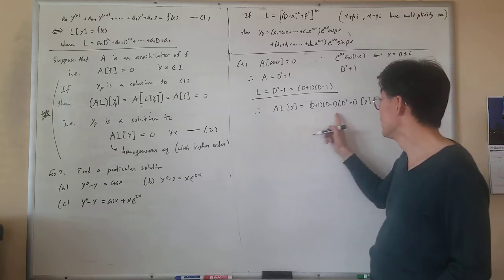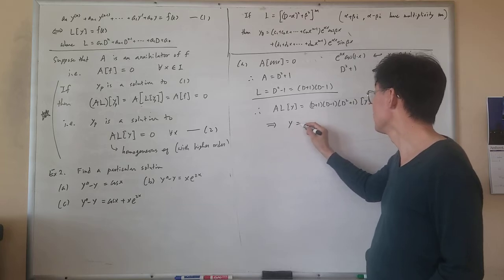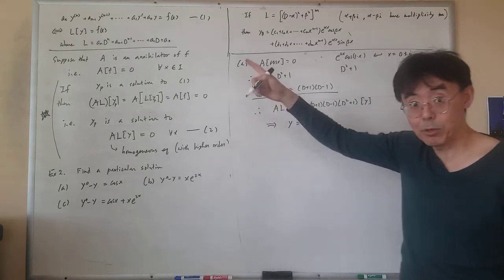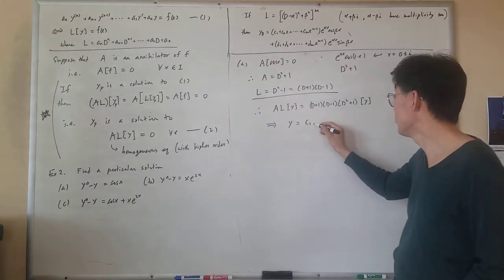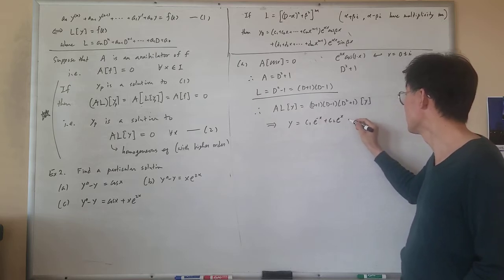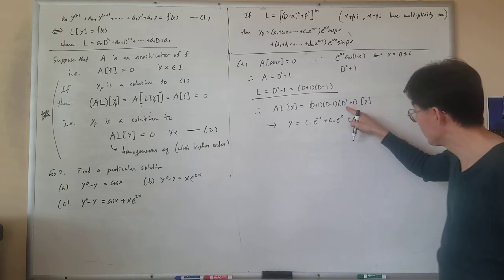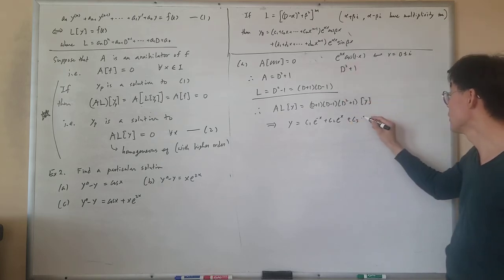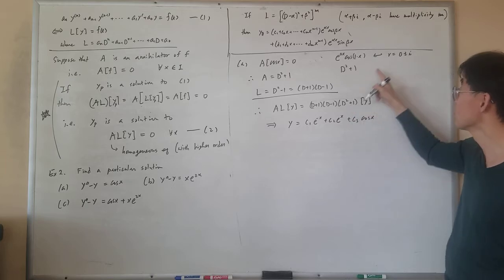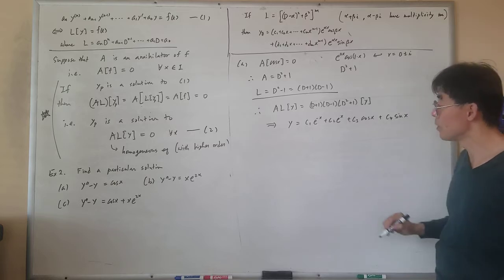Therefore, let's solve it. Then your y should be, from the 6.2 material, what is it? C1 e to the negative x plus C2 e to the x, plus C3 cosine of x plus C4 sine of x. This one is r equals plus minus 1, and this cosine x, sine x part comes from r equals plus minus i. Okay?